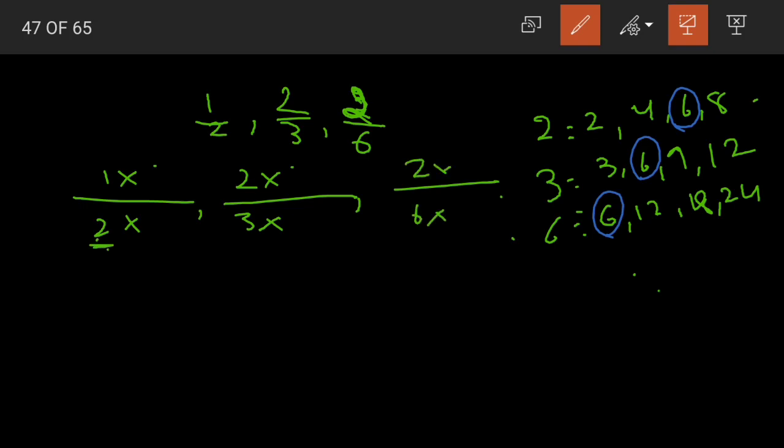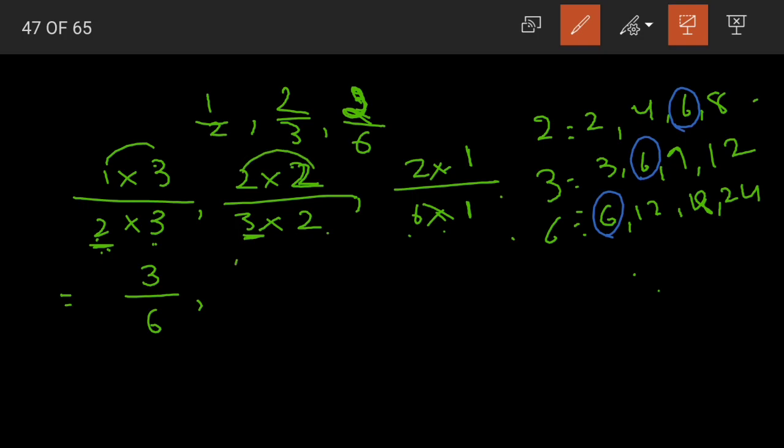Now first we are having 2 here. 2 into 3 is equal to 6. So multiplying with 3, then we have 3. 3 into 2 is equal to 6. So we are multiplying with 2. Then we have 6 already. So let us keep it as it is, or multiply by 1. After multiplying, what are the fractions? 1 3s are 3 divided by 6. 2 2s are 4 divided by 6. 2 1s are 2 divided by 6.